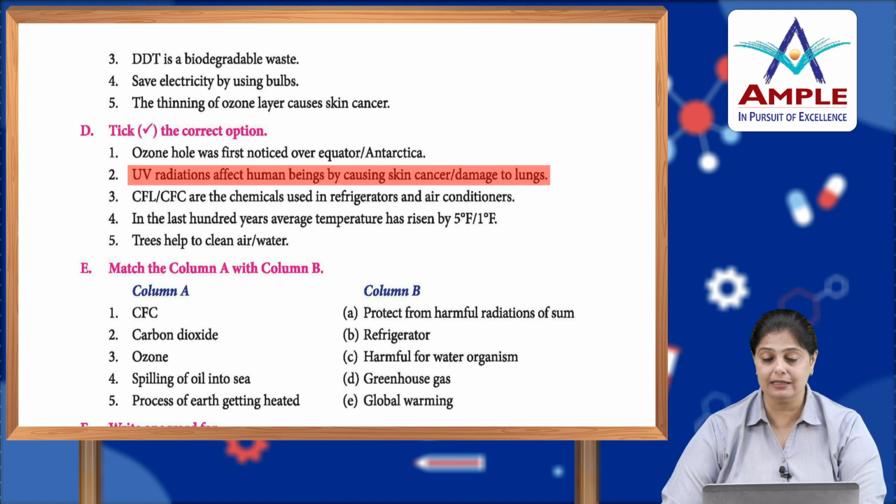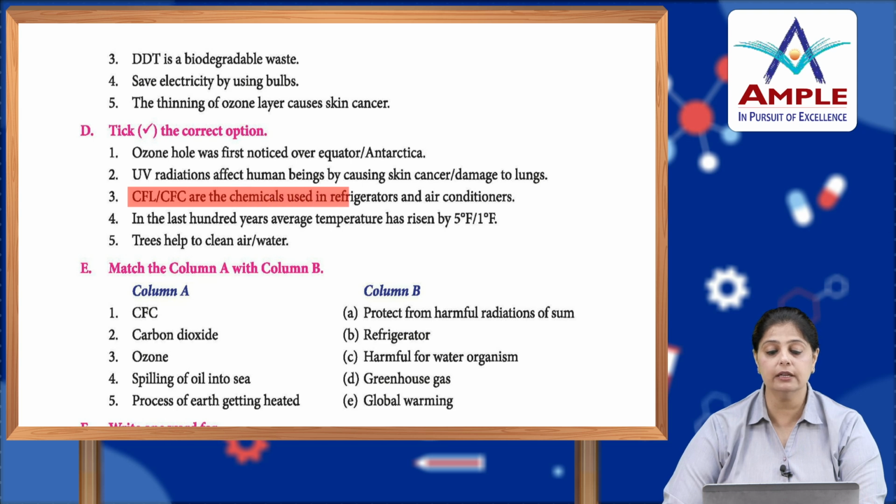It is skin cancer. CFL or CFC are the chemicals used in refrigerators and air conditioners. It is CFC. In the last 100 years, average temperature has risen by 5 degrees Fahrenheit or 1 degree Fahrenheit. It is 1 degree Fahrenheit. Trees help to clean air or water to clean air. Okay. Now, match the columns.